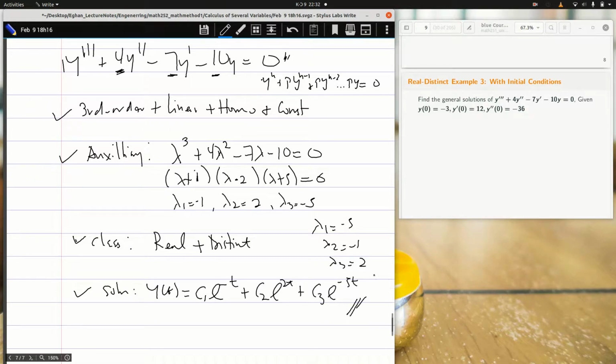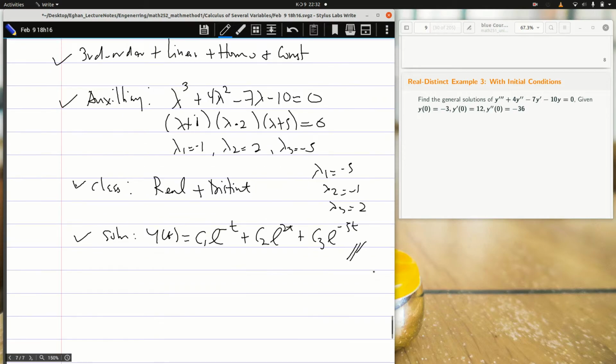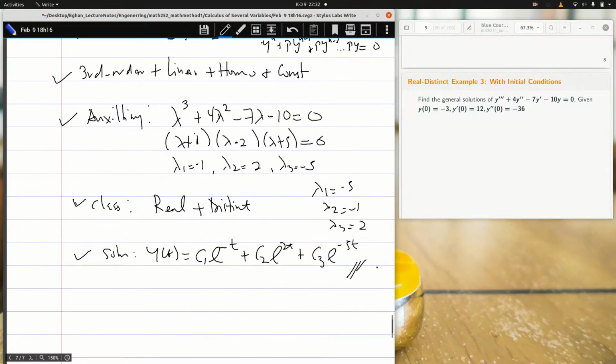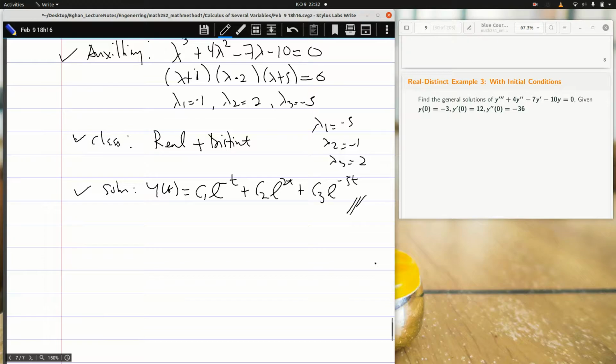Right. So with this question, we are not done because we have some conditions attached. We have 3 conditions because the highest order is 3. So we need 3 conditions to have a unique solution. This means you must find the values of C1, C2, C3 using the conditions. So my solution, I will write it here.